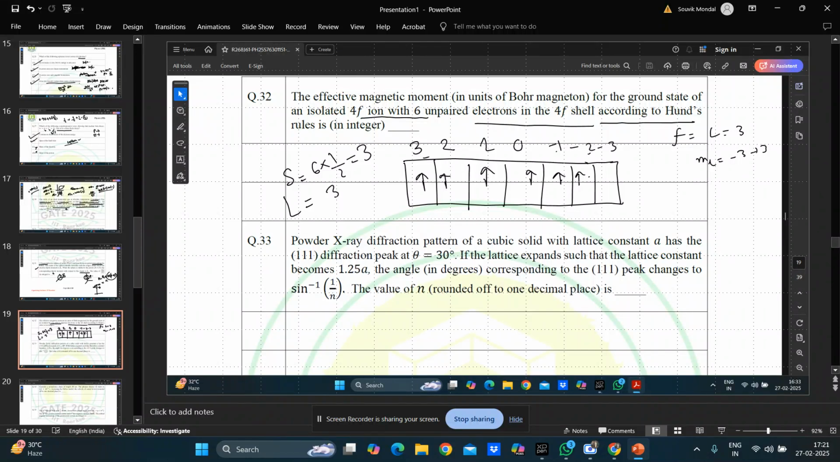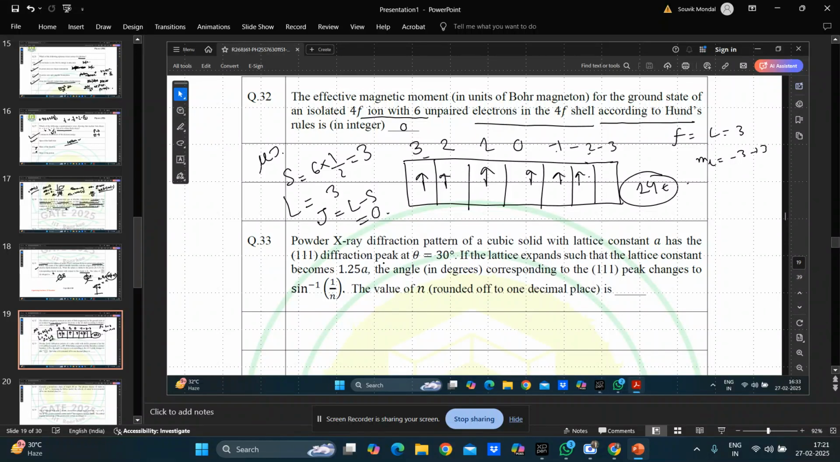Now this total configuration can contain at most 7 into 2, 14 electrons. And it is only 6 electrons are filled, so it is less than half filled. For less than half filled case, J is simply L minus S, that is 0. So if J is itself 0, then the magnetic moment is also 0, because it is directly proportional to J, because it is mu J. Okay, so it is 0.